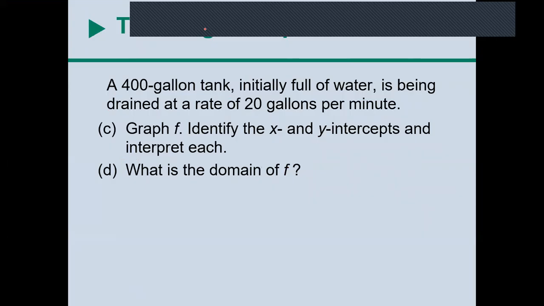It wants us to graph and identify the x and y intercepts. We're not going to graph, we're just going to identify the x and y intercepts, okay? So if I'm identifying the x and y intercepts, remember, there's a couple of ways. What was our equation? Y equals 400 minus 20x. Okay, so off the back, we know what our y-intercept is, right? What is your y-intercept? 400. The y-intercept is 400 gallons initially.